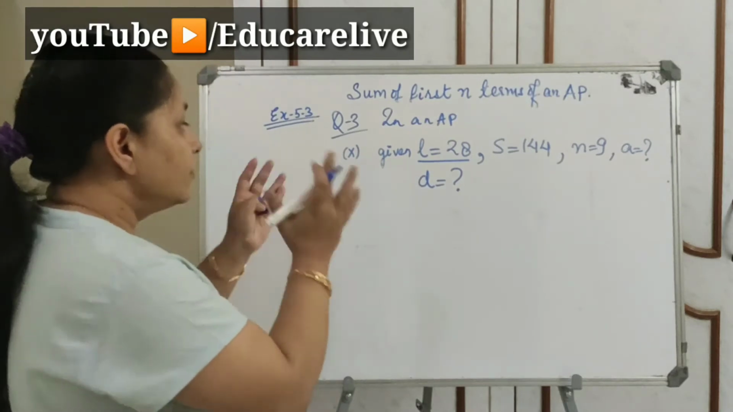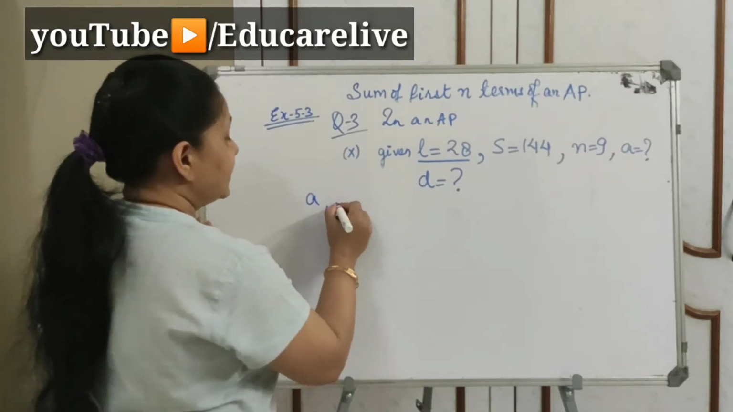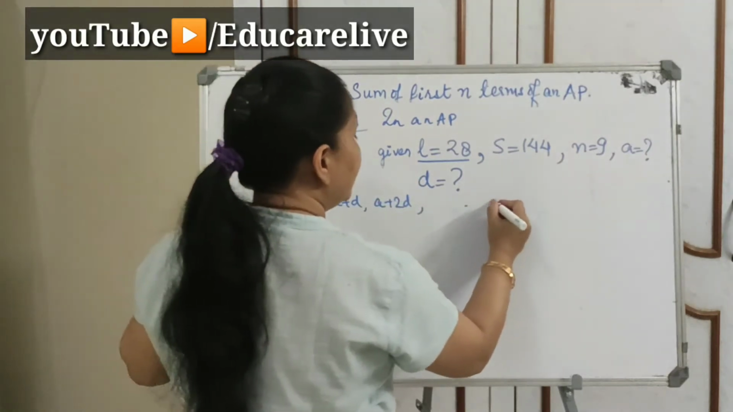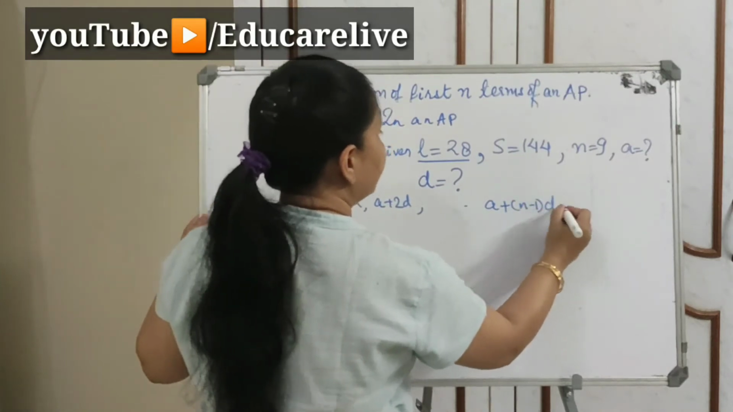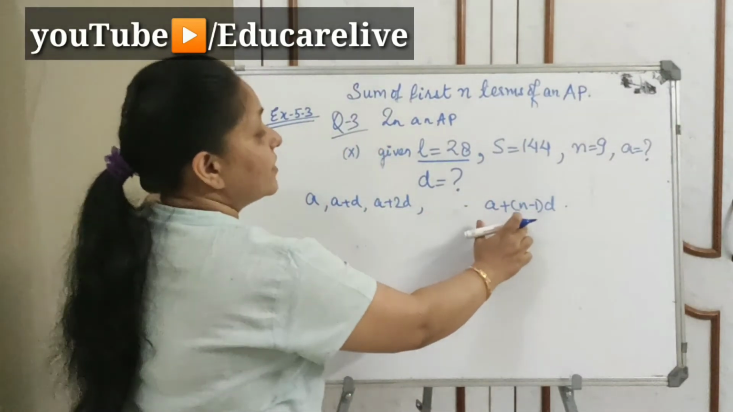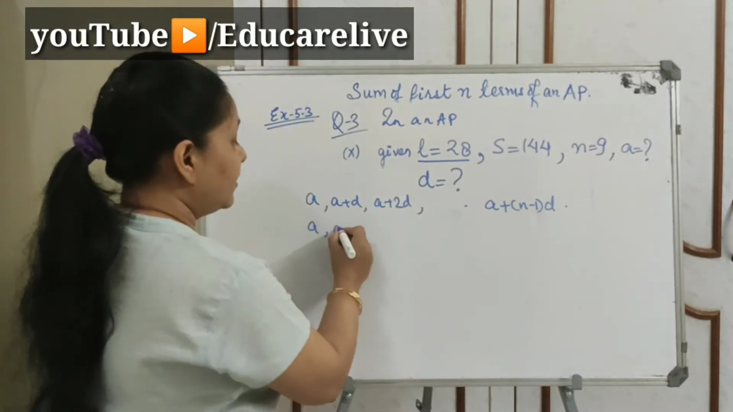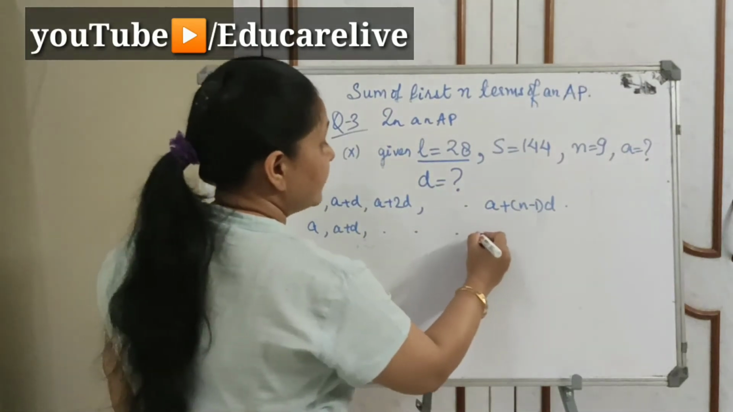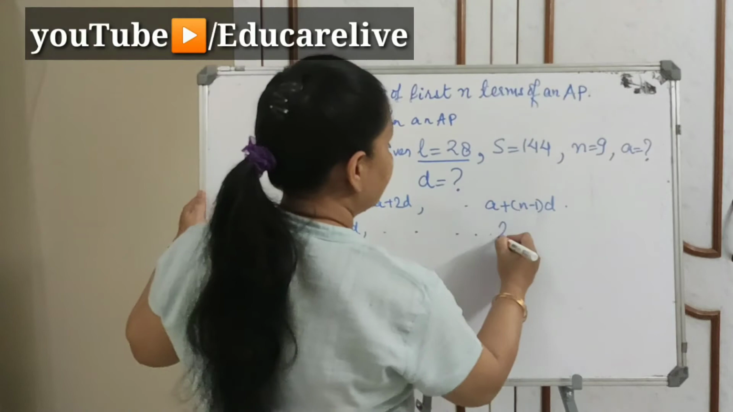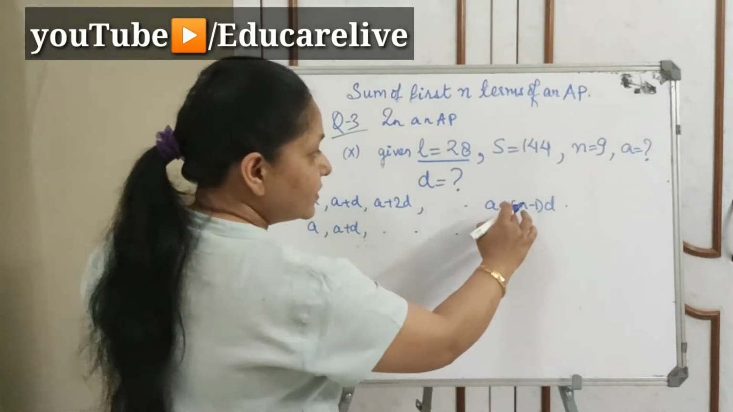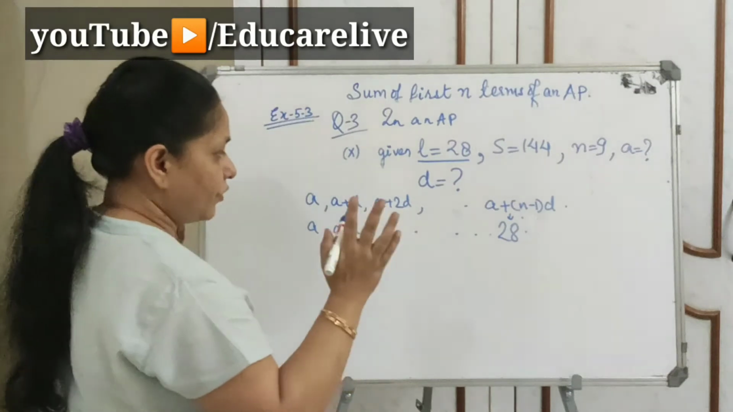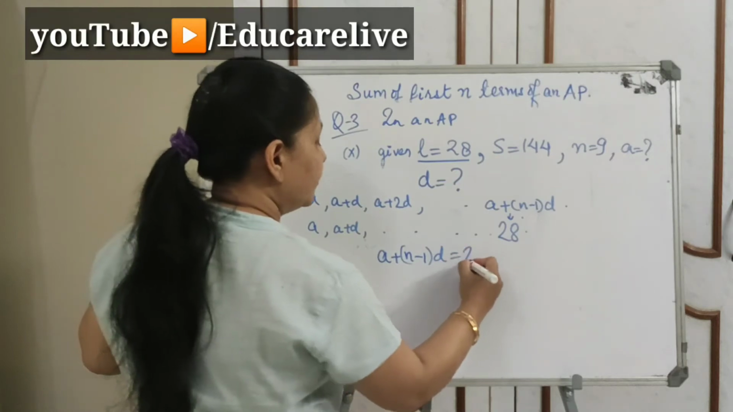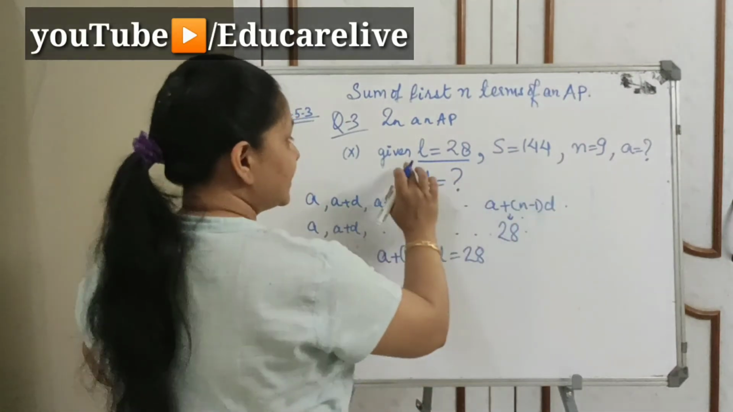Okay. So you know how an AP is formed. AP is formed like this: A, A plus D, A plus 2D. If there are n terms, the last term will be A plus n minus 1 into D. Now this last term is given to you. You are not given A, A plus D, or D, but the last term is given to you. So this last term is 28. That means A plus n minus 1 D is equal to 28. This is the first equation we can form.